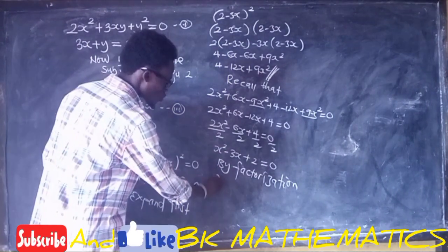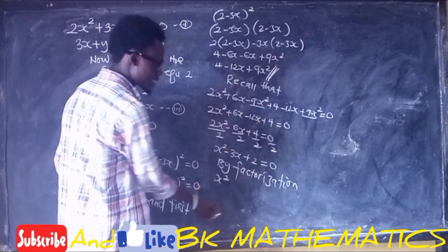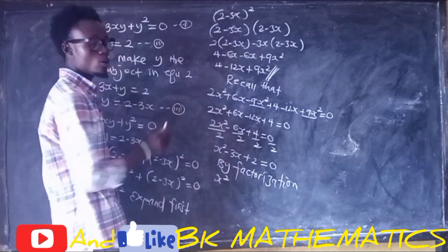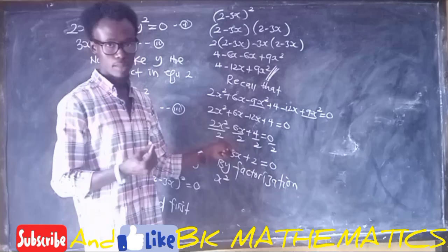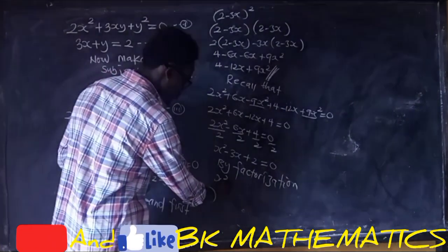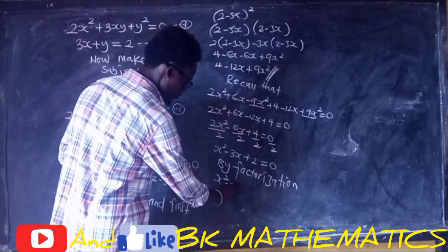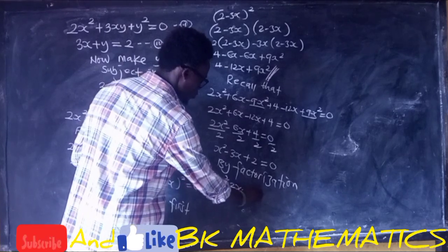That is, we say x squared. Instead of this, the two numbers are 2 and 1, because if we say 2 times 1, we are going to have 2, and 2 plus 1 gives you 3. That is the middle term. Then we say minus 2x minus x plus 2.